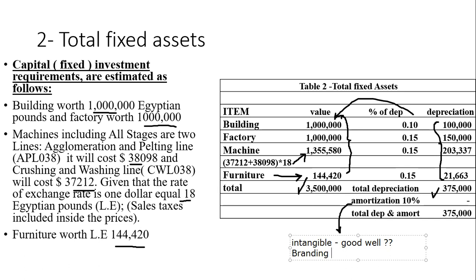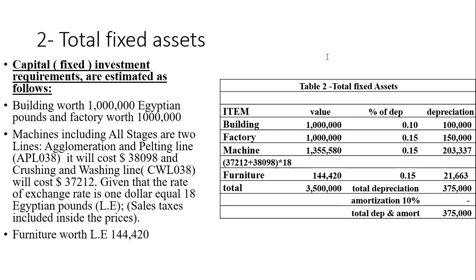In this data, this is a new project. We have a lot of competitors, and we don't have a brand in this project, so there is no amortization. So the total for the fixed assets is 3 and a half million. The depreciation is 375,000 and no amortization.